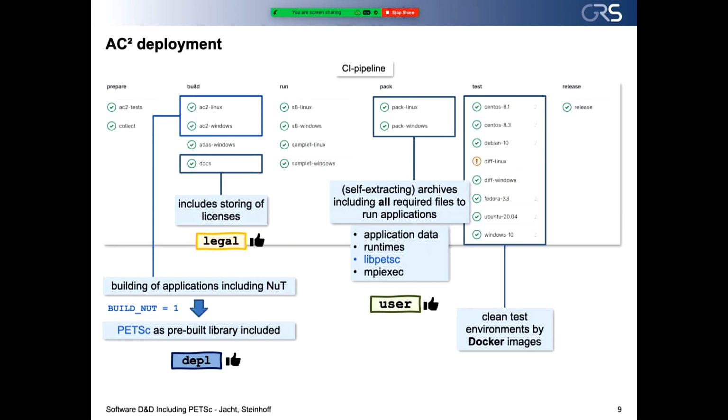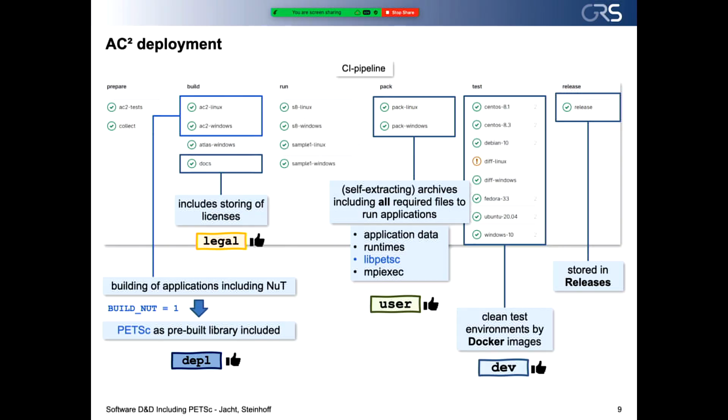And we do some testing as well using our Docker images for that. We use clean Docker images so we can see whether everything is actually working. And there is a release job, and so the archives, if everything is fine, are stored in the releases subsection of the GitLab project, so it's easy to backtrack where everything comes from.